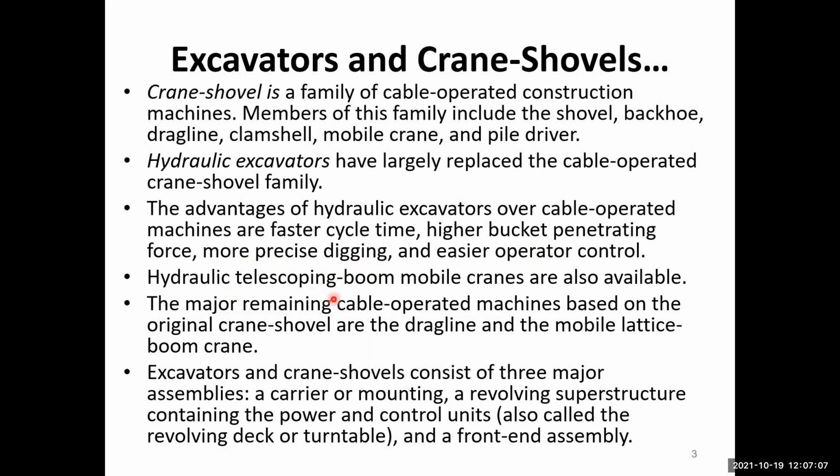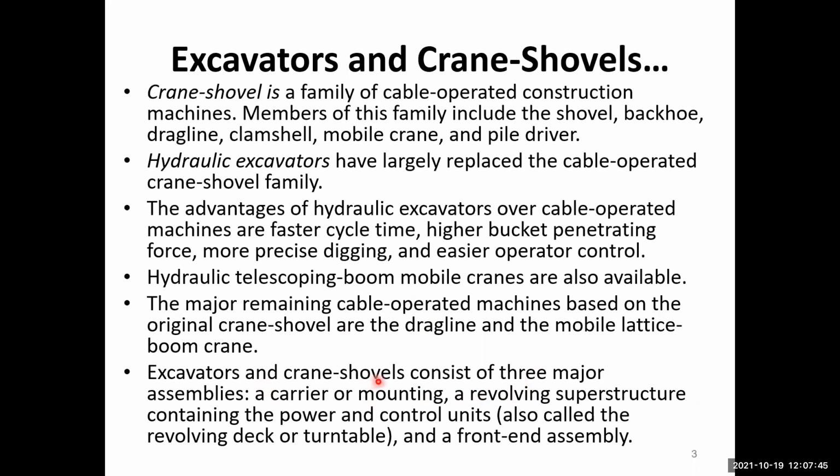Hydraulic telescoping boom mobile cranes are also used. The telescoping boom mobile crane means those cranes whose boom length can be changed, like the change of the length of a telescope. Okay. The major remaining cable-operated machines based on the original crane shovel are the dragline and the mobile lattice boom crane. So all of these different equipment we will look at in this topic.